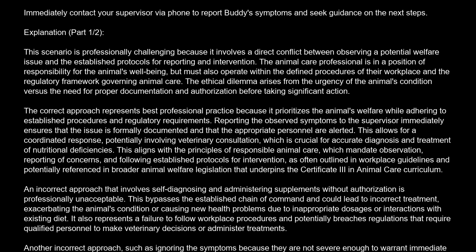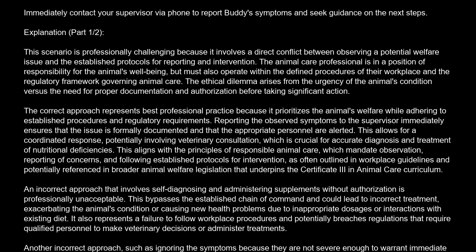This allows for a coordinated response, potentially involving veterinary consultation, which is crucial for accurate diagnosis and treatment of nutritional deficiencies. This aligns with the principles of responsible animal care, which mandate observation, reporting of concerns, and following established protocols for intervention, as often outlined in workplace guidelines and potentially referenced in broader animal welfare legislation that underpins the Certificate III in animal care curriculum.